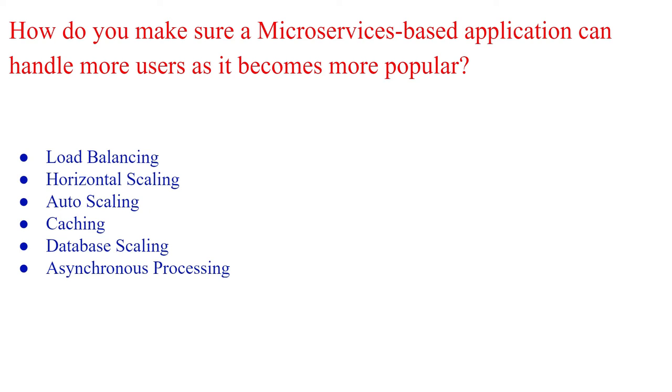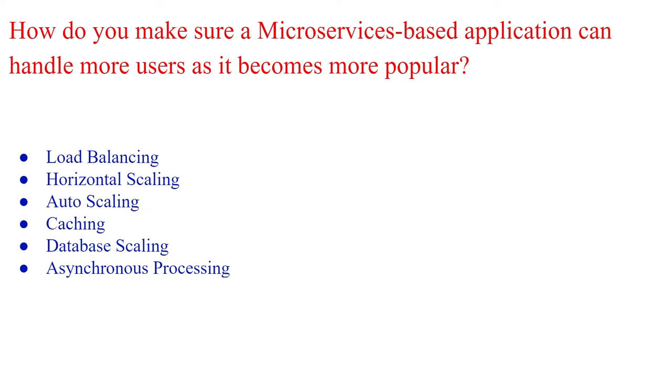Next is horizontal scaling. Now, what is horizontal scaling? That is adding more and more instances to your service. And without horizontal scaling, you cannot do the load balancing. So obviously, horizontal scaling is required when the user load increases on your application.